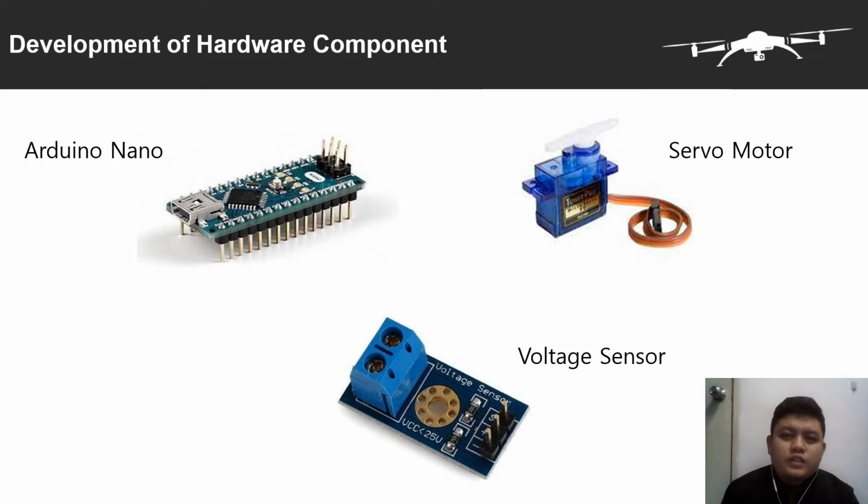Then for the development of the hardware, I use 3 electronic components. First, I use the Arduino Nano as the microcontroller for this recovery system. Then I use a servo motor, which is used to open the parachute casing. Then last, I use a voltage sensor, which is used to determine and measure the voltage supply.